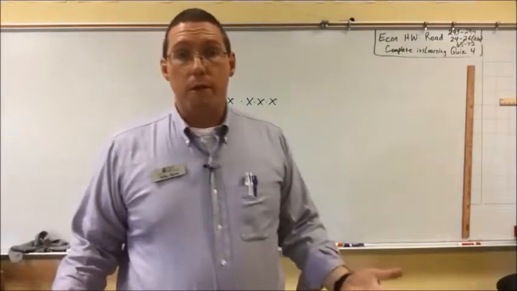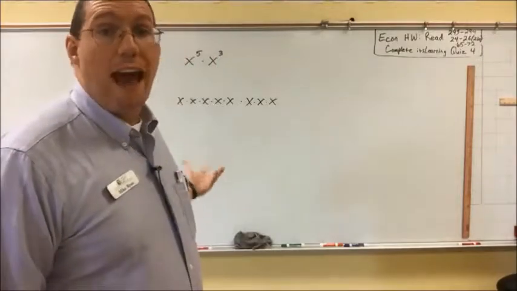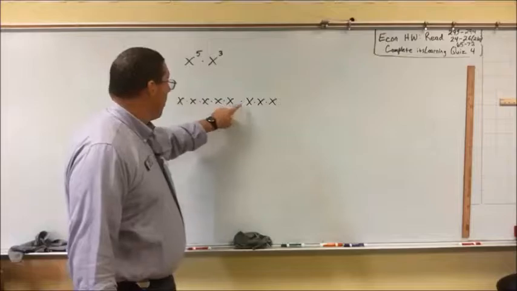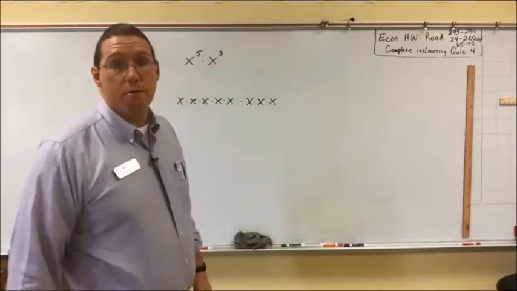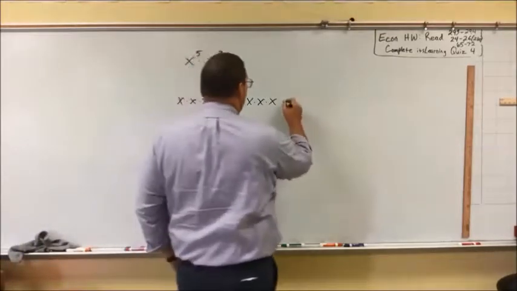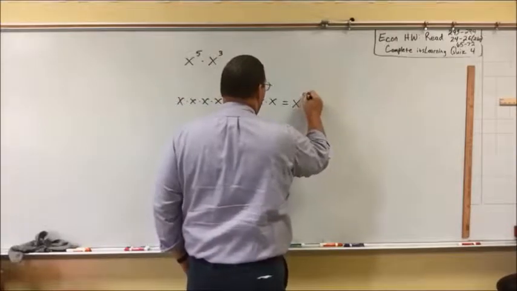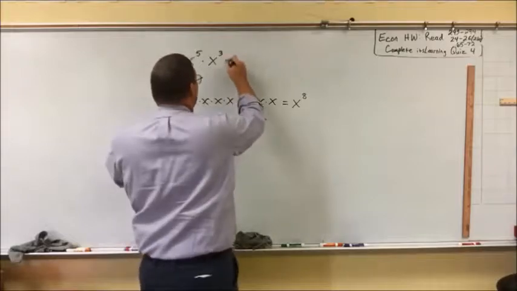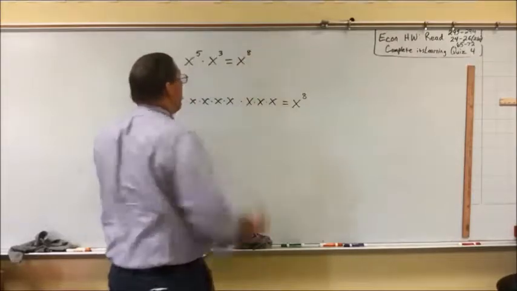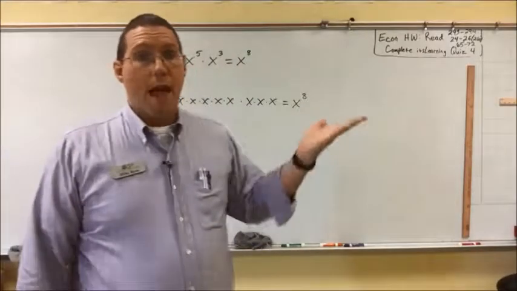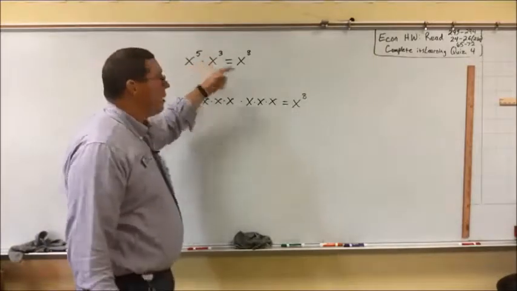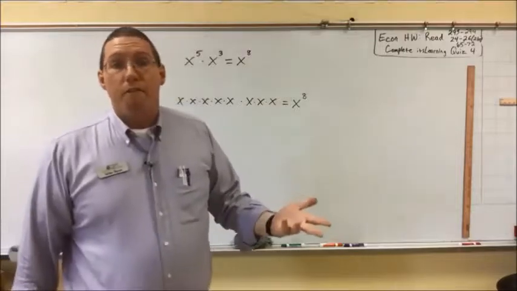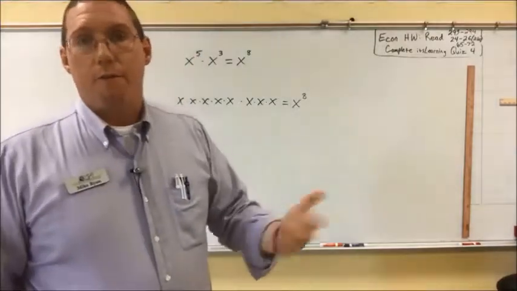So now all we really need to do is ask ourselves, how many x's are now being multiplied? 1, 2, 3, 4, 5, 6, 7, 8. There's 8 x's being multiplied. So this is the same thing as x to the 8th power. And now we need to ask ourselves, how do 5 and 3 fit together to come up with an 8? Well, if you were to add 5 and 3 together, you get 8.